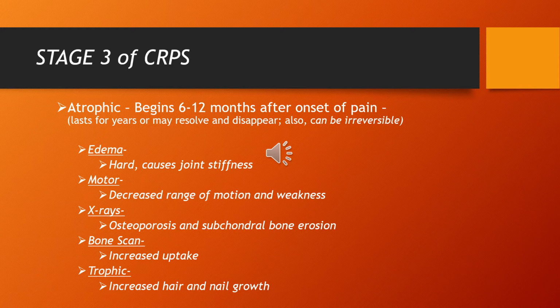X-rays, you'll see osteoporosis again. You can see osteopenia and subchondral bone erosion. So things are moving forward there. Bone scan, again, increased uptake in the triphasic bone scan. And here, the trophic phases change again. So you can have increased hair and nail growth, a little bit different than in the chronic stage.